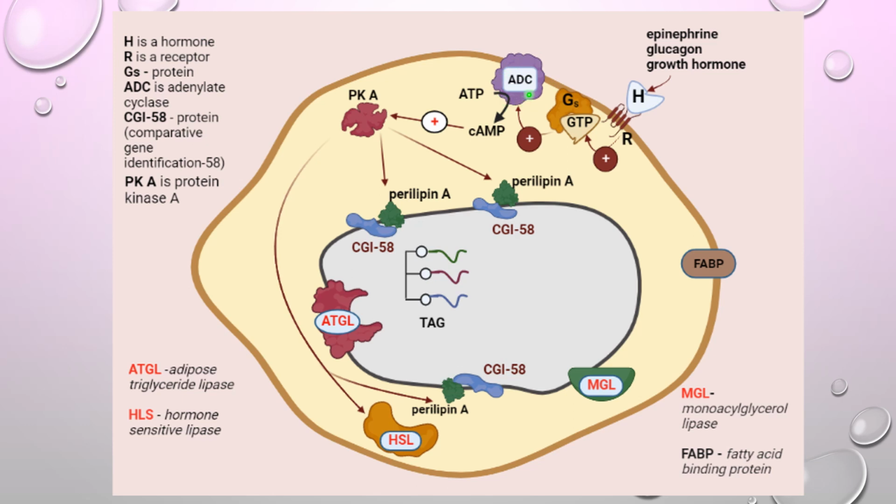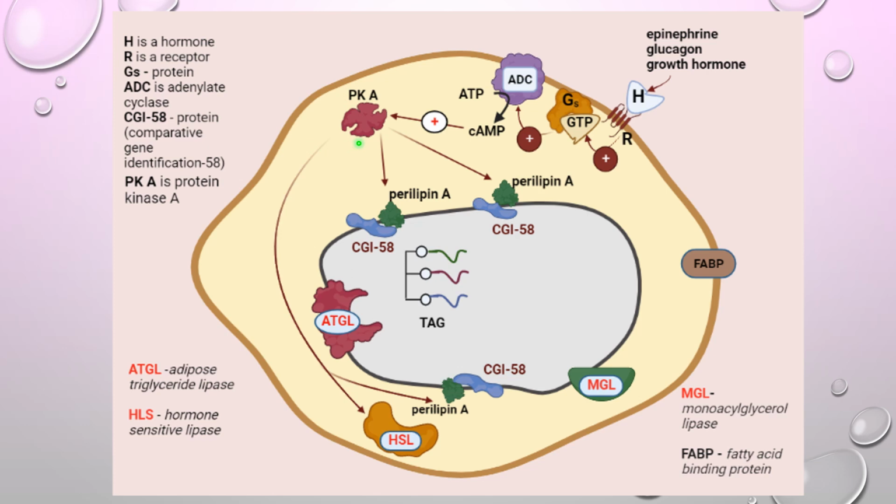Adenylate cyclase is an enzyme. This enzyme is necessary for the synthesis of cyclic AMP. Cyclic AMP is the second messenger for the action of these hormones, for the action of epinephrine, glucagon, growth hormone. These hormones cannot penetrate through the membrane, and cyclic AMP inside of adipocytes will do all that these hormones want to do inside of adipocytes.